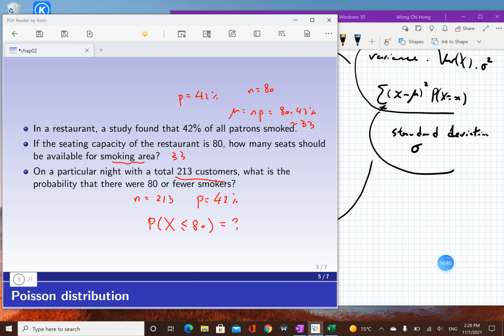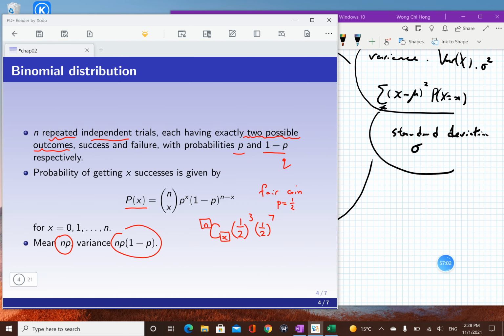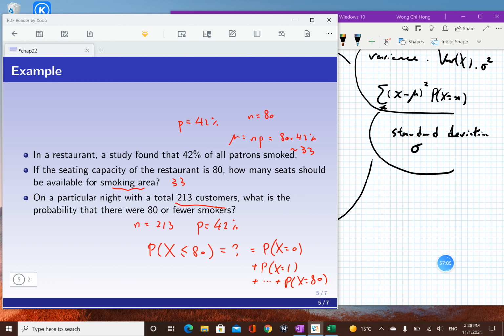We've got n, we've got p, we have our formula here. As a customer is either a smoker or a non-smoker, it really is the probability of x equal to 0 plus probability of x equal to 1 plus up to probability of x equal to 80. Each one of them can be done by this formula here. But if I ask a question like this in an exam, you would curse me, probably. Less than or equal to 80, I've got 81 terms to add together. It will take me forever.